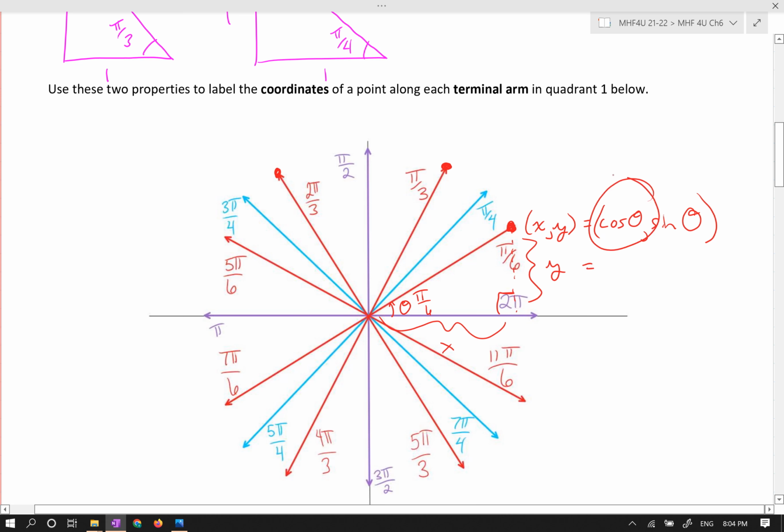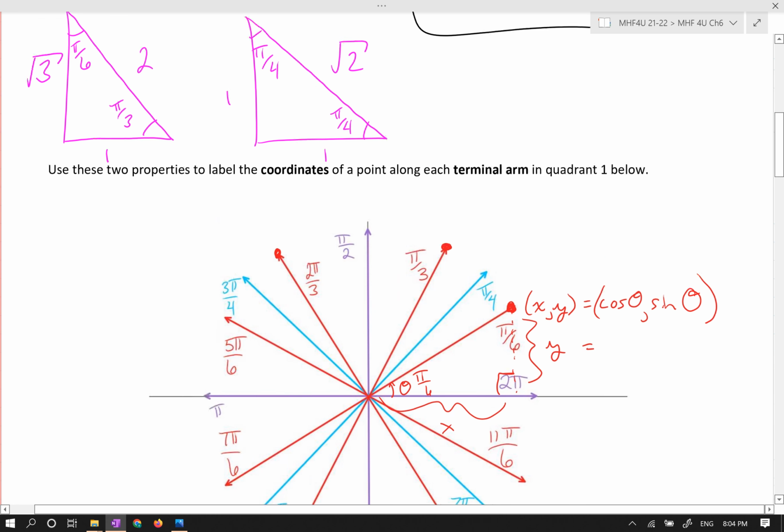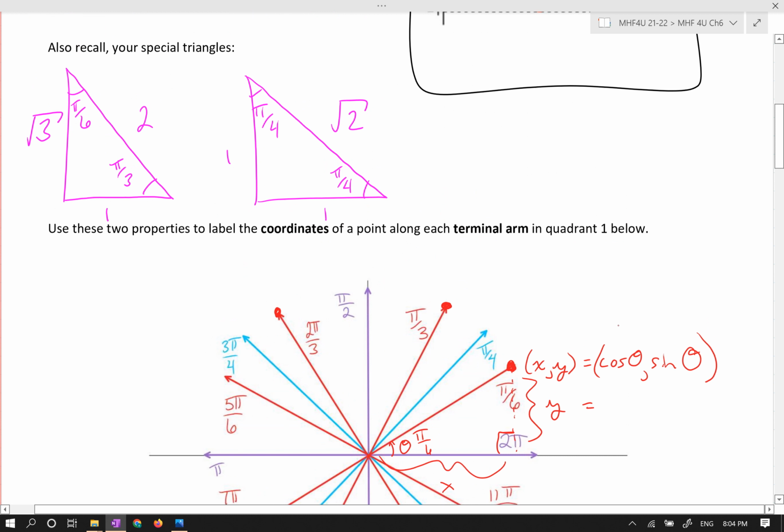So the cosine of theta is equal to x. The cosine of theta for this triangle, remember, theta is equal to pi over 6. So I'm trying to find the cosine of pi over 6, and then I'll be trying to find the sine of pi over 6. Hang on, I know how to evaluate both of those. So we'll head over here.